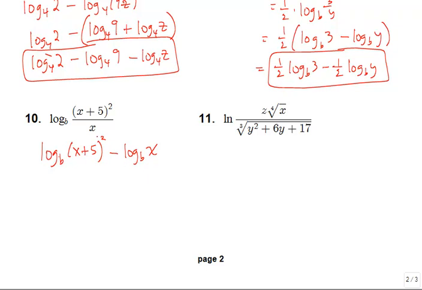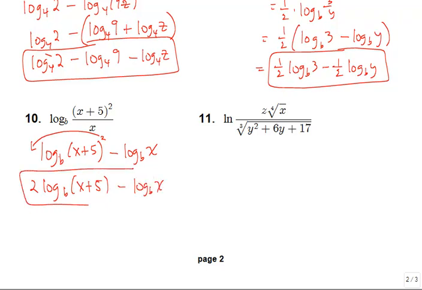Once we've split up that quotient, then I can bring this power down. So 2 log base b of x plus 5 minus log base b of x. And that's your final answer.